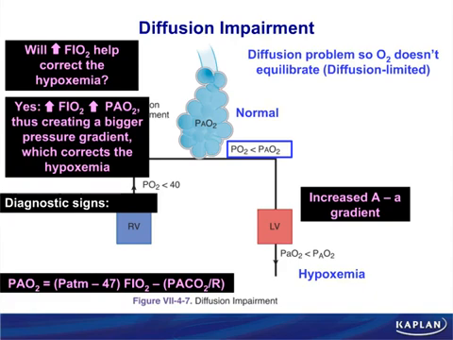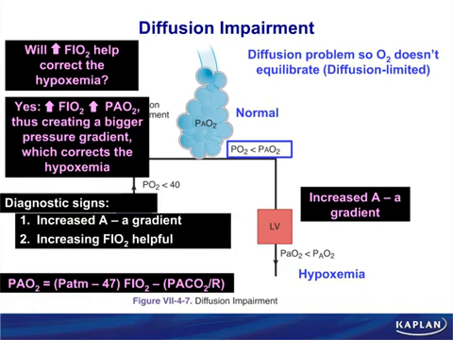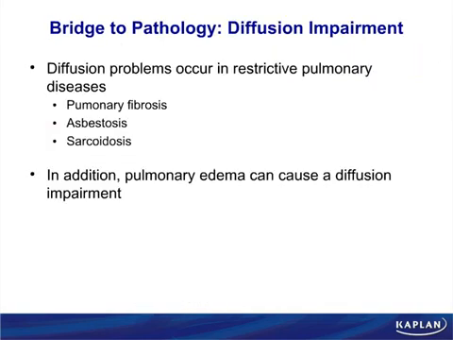All right, so the diagnostic signs here are an elevated AA gradient. Increasing FiO2 is helpful. All right, what are some things that could cause diffusion impairment? Well, diffusion problems occur in restrictive diseases, increased thickness of the barrier, and pulmonary edema. Again, some of those restrictive diseases are interstitial pulmonary fibrosis, asbestosis, sarcoidosis. All of these are increasing the thickness of the barrier. Pulmonary edema increases the thickness of the barrier.